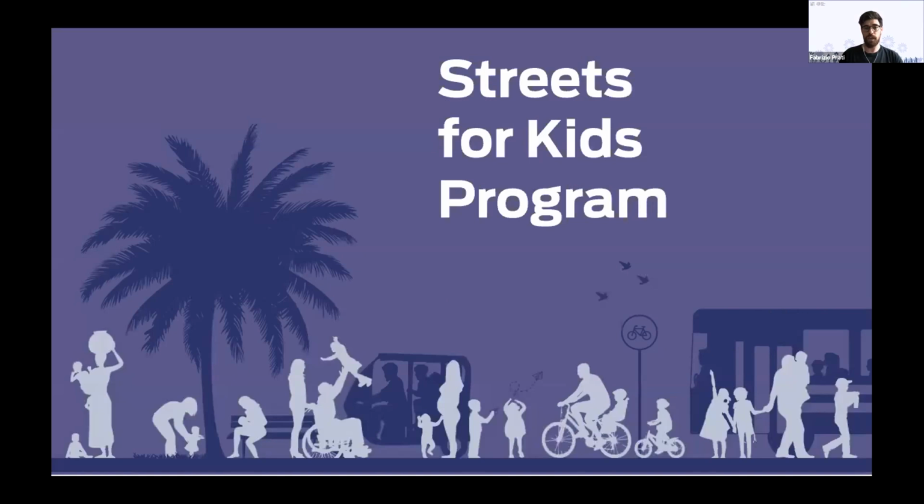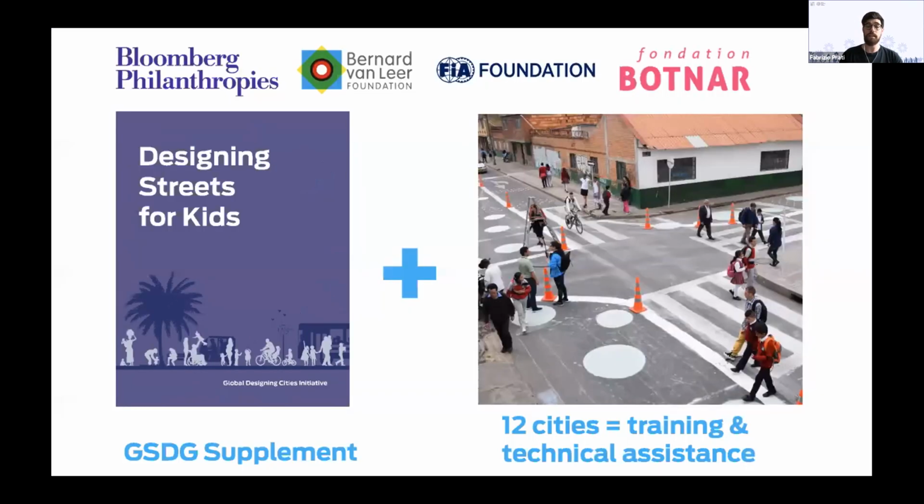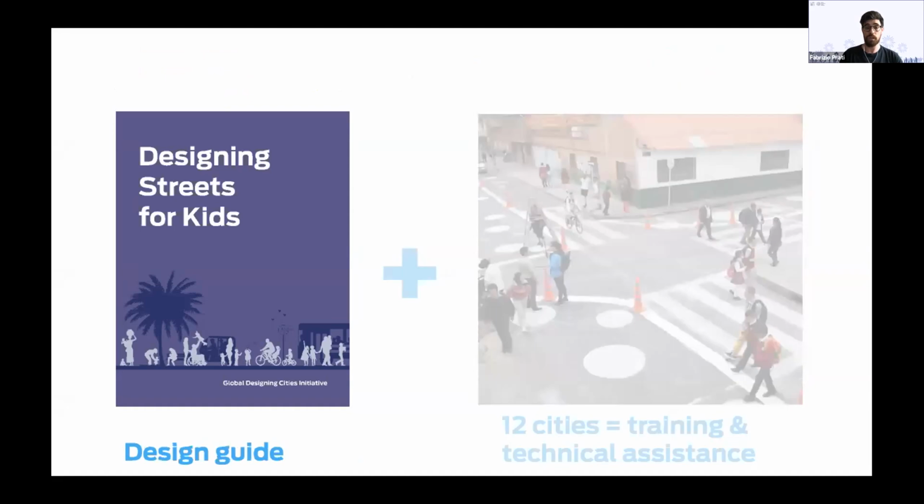But I wanted to mention today and talk about the Street for Kids program, which is a program with 2 main components. One is the production of a design guide that focuses on one of our most vulnerable users, which is children, and which is completed by a technical assistance part in which we are partnering with local nonprofits and city governments in 12 cities around the world, providing training and implementation support.